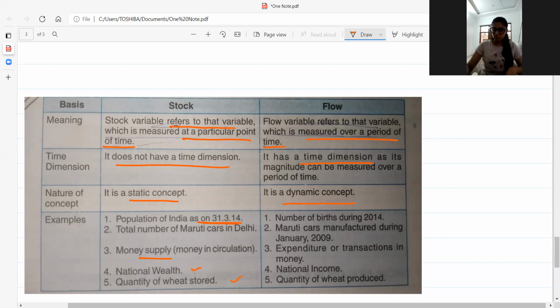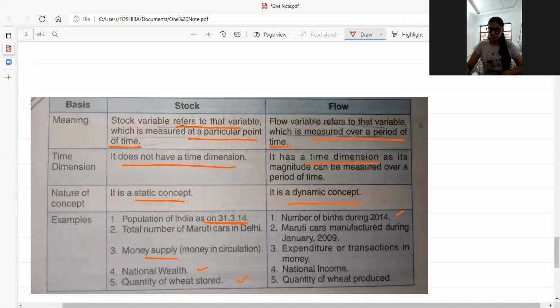While in flow, we have number of births during 2014. So over a period of 2014, how many births have taken place? This is taking into account a period of time. So it's a flow variable. Maruti cars manufactured during January. Again, it's taking a period of months.